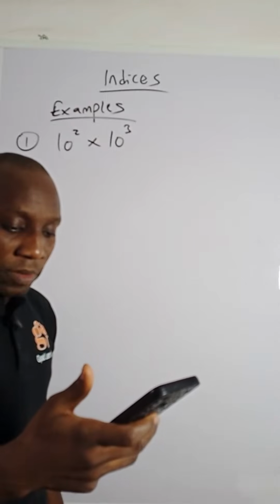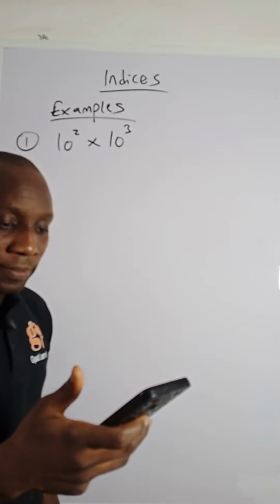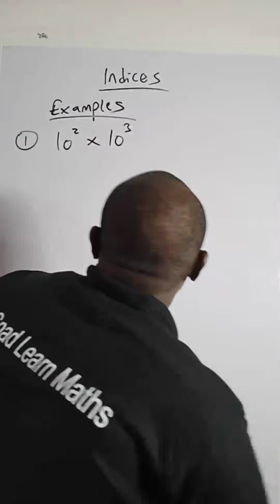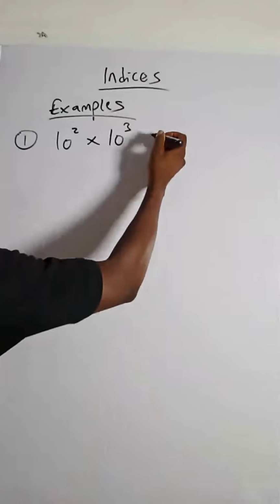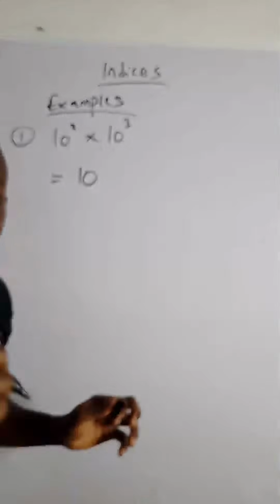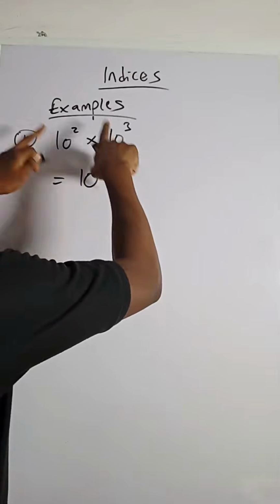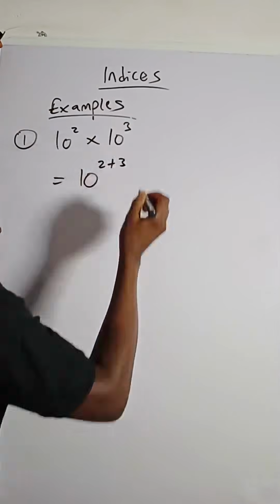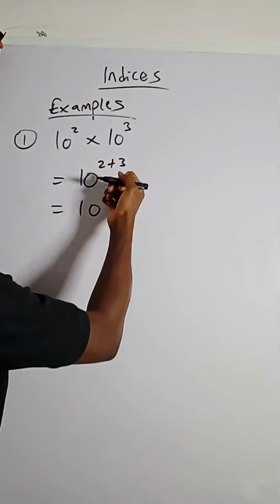Who knows it? Which law are we going to use? Powers will be added. Thank you. So this will be equal to what? This will become 10 raised to the, because we are multiplying 10 to the power 2 by 10 to the power 3, and they have the same base. So we add the exponent, the power. So 2 plus 3. And this will be equal to what? 10 raised to the power of what?